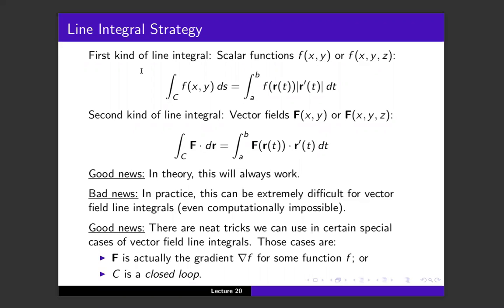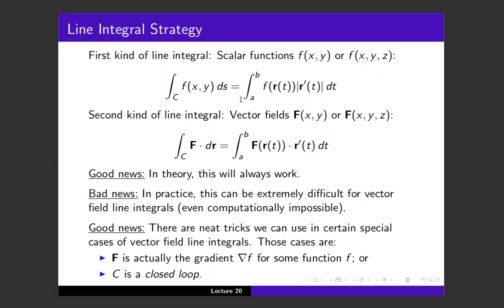Now the good news again, there are some tricks that we can use in certain special cases. Really, there are 2 special cases for line integrals that we're going to take a close look at over the next couple sections. The first special case is what happens when your vector field F is actually the gradient of some other function, little f. We call that a potential function. Or on the other hand, your curve C is a closed loop. It turns out that if one of these 2 things is true, there are different tricks that you can use to make your lives a little bit easier.